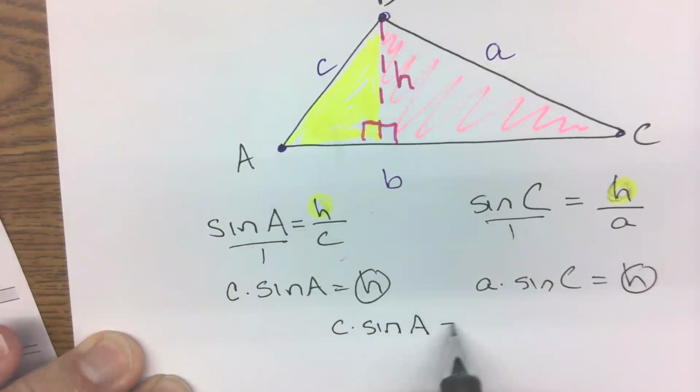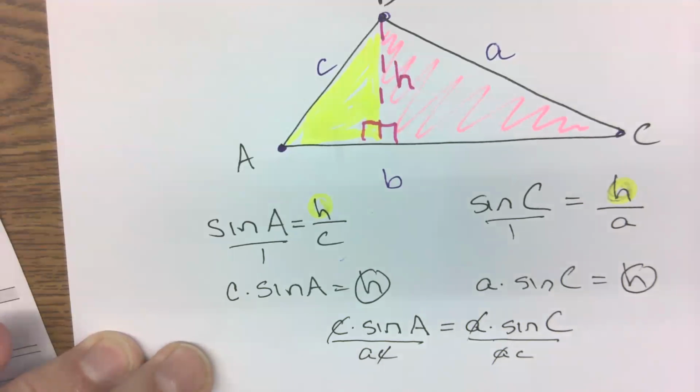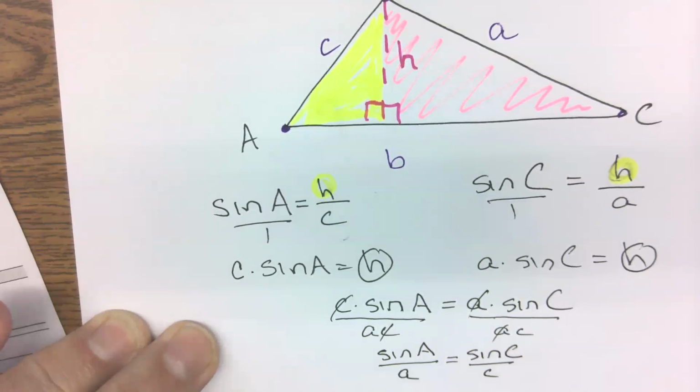c times the sine of A equals a times the sine of C. And you might not think to do what I'm about to do, but it's going to get us somewhere important. I'm going to divide by ac on both sides. On this side, the c cancels. On this side, the a cancels. And what I'm left with is the sine of angle A over the opposite side a is equal in ratio to the sine of C over the side opposite that.